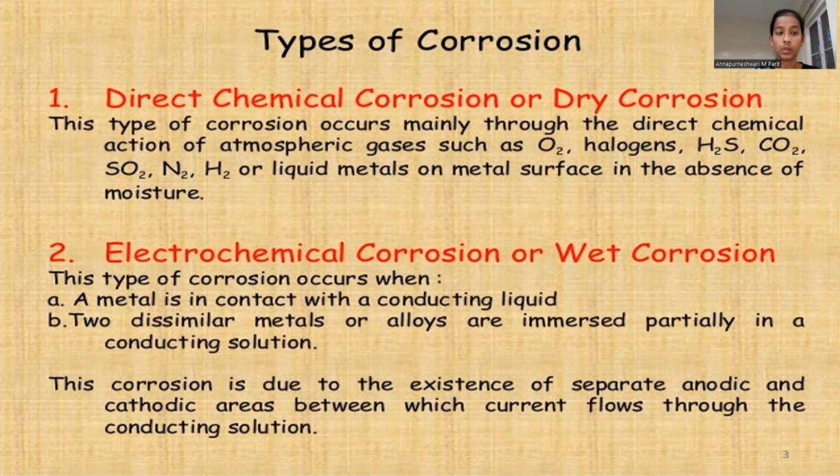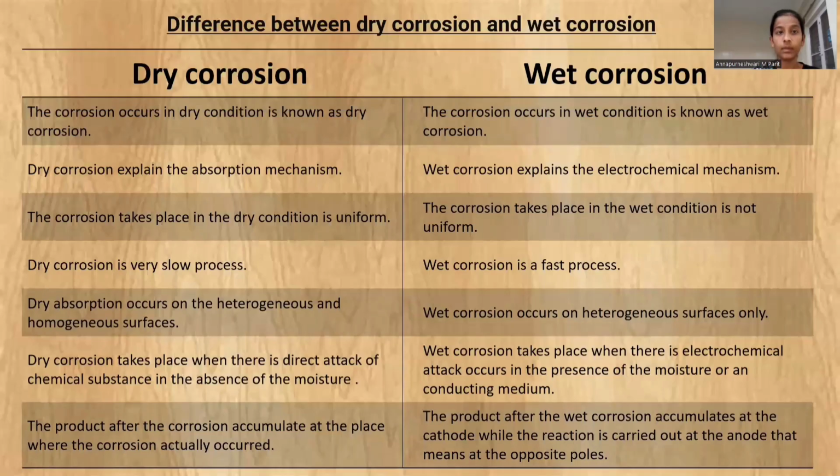What is wet corrosion? This corrosion is due to existence of separate anodic and cathodic areas between which current flows through the conducting solution. This type of corrosion occurs when a metal is in contact with a conducting liquid, and two dissimilar metals or alloys are immersed partially in a conducting solution.